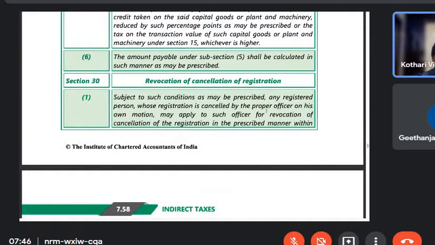Subject to such conditions as may be prescribed, any registered person whose registration is cancelled by the proper officer may apply for revocation. When can revocation be done? Revocation can be done only when the registration is cancelled by the proper officer. Revocation cannot be done if the registration is cancelled by the registered dealer. So please note, only when the registration is cancelled by the proper officer can revocation be done.